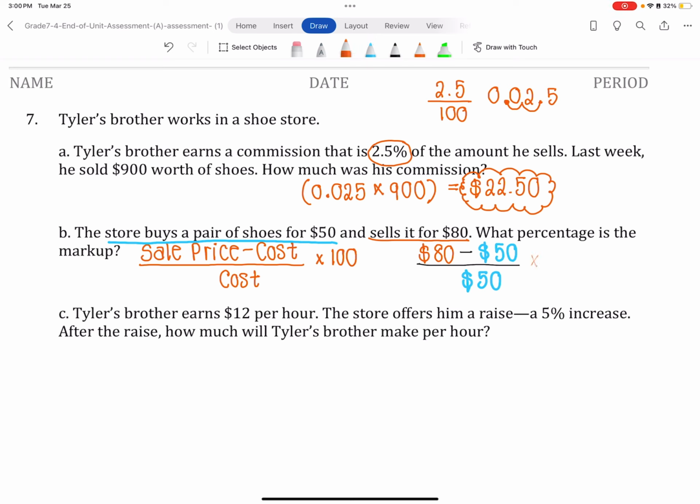This time we're not taking the absolute value of it, unlike percent error, because it could be negative or positive depending on the context of the problem. In this case, it's a markup, so it makes sense for our answer to be positive. But if it's a markdown, then it would be negative.